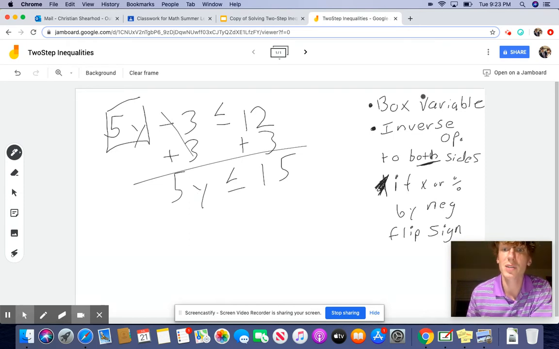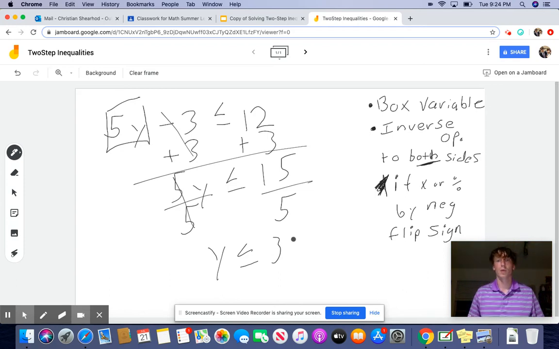What is the inverse operation of multiplication? Division. It's opposite of multiplying by 5? Well, dividing by 5. So we divide by 5 on both sides. Our 5's cross out. We have y is less than or equal to 15 divided by 5 is 3. Well, did we multiply or divide by a negative number? No. So this would be our answer.